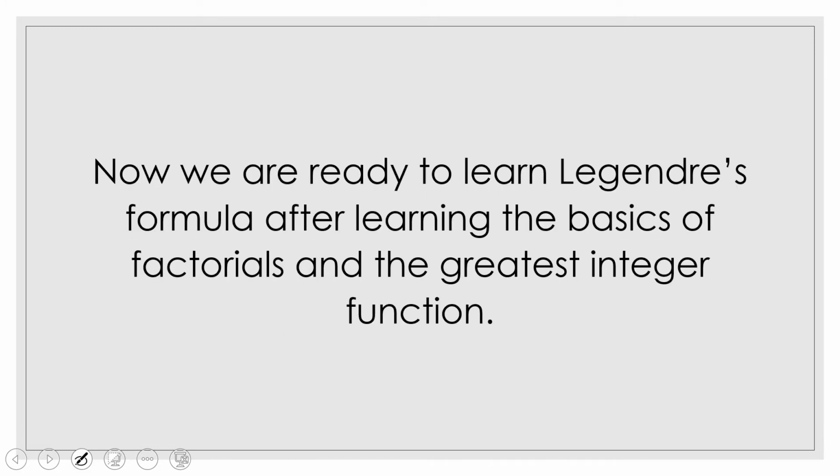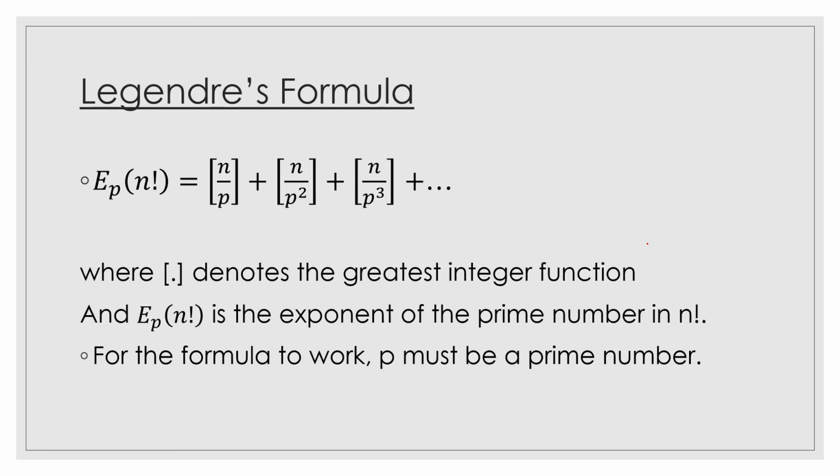Now we are ready to learn Legendre's formula after learning the basics of factorials and the greatest integer function. Legendre's formula is defined as EP, which is the exponent of p in n factorial, is equal to square brackets n by p plus square brackets n by p square continued, where the square brackets denote the greatest integer function and EP of n factorial is the exponent of the prime number in n factorial. For this formula, p must be a prime number.